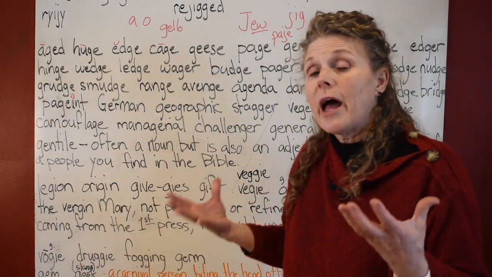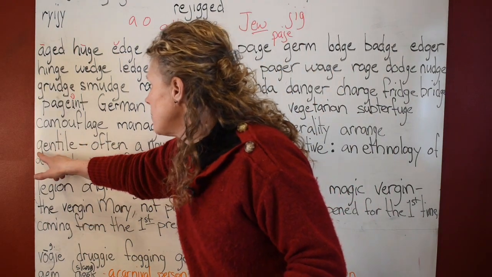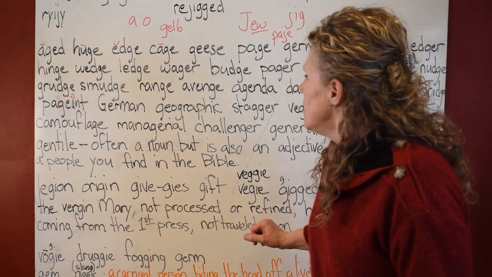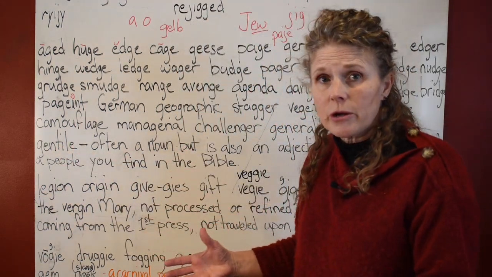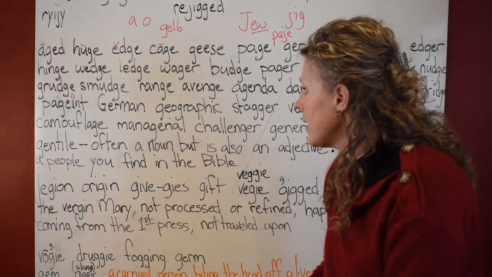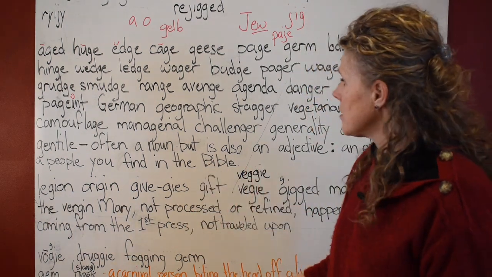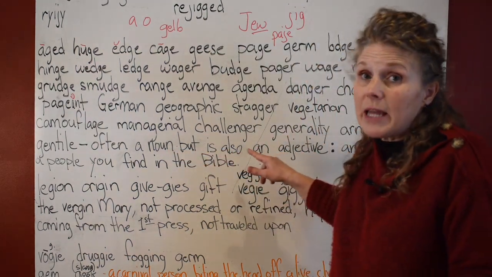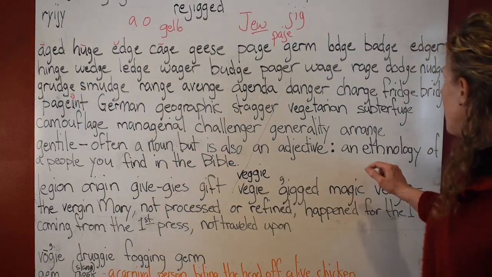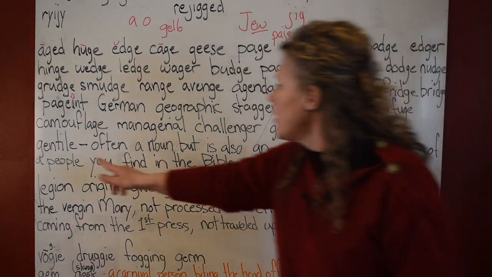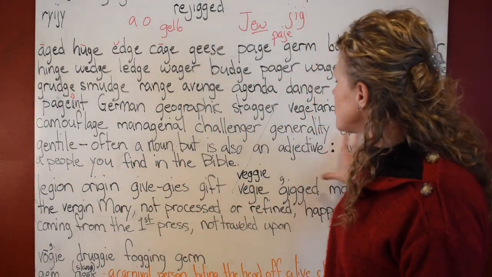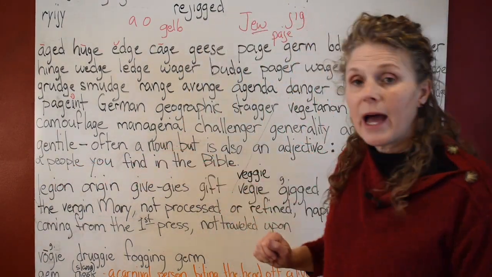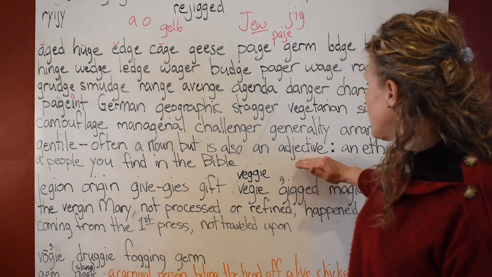Now this could be a true spelling word because do I spell it with a J or do I spell it with a G? Okay? So I'm going to throw in a few dictionary words so that we're understanding our dictionary words better. Now this is often a noun, but it can also be an adjective. So the ethnology of a people you find in the Bible. So when you think about it, if that's what it is, it's a people. That's why it's mostly a noun, right? But you can put it as an adjective.